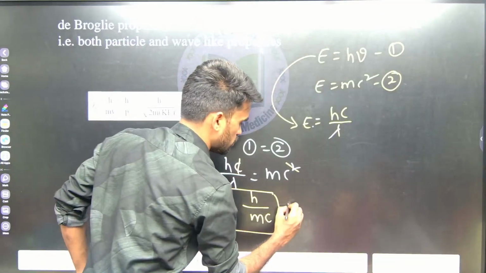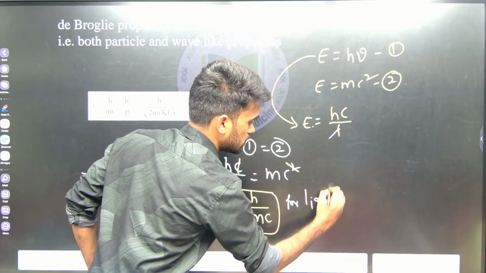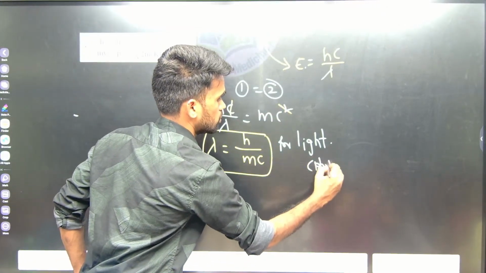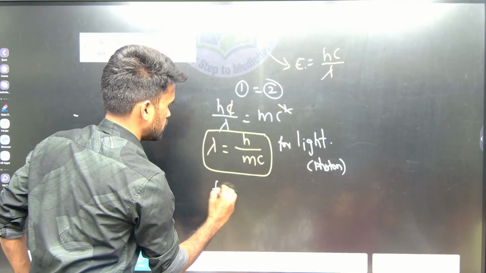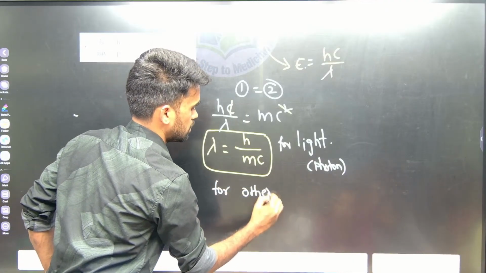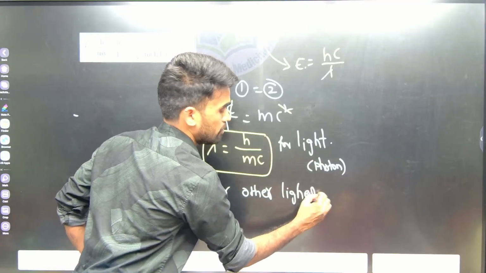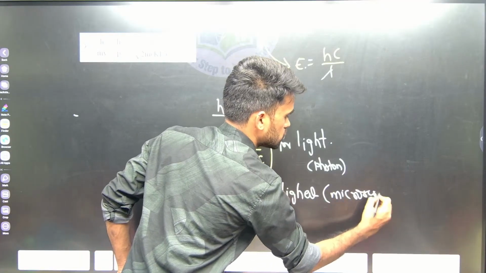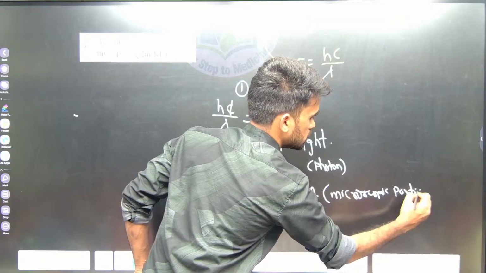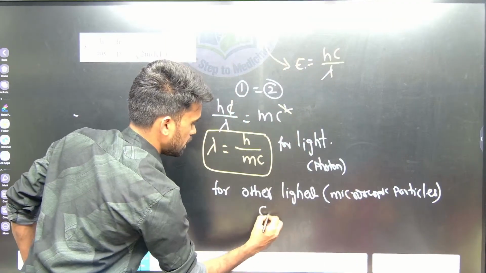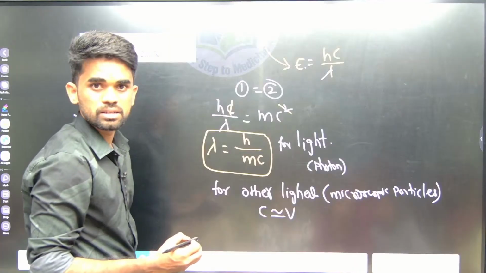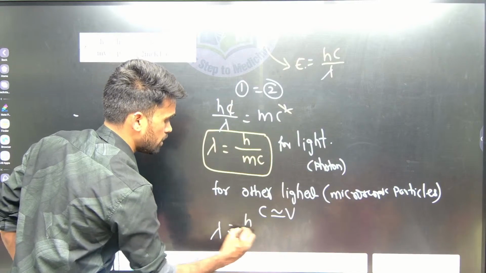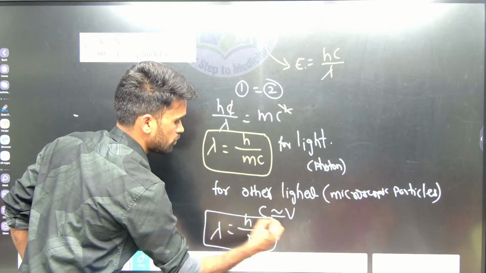This is for light, so in case of light or photon. For any other particle, for lighter particles, it means low weight microscopic particles, what we can say? c is equal to v. v means velocity or speed of that particle. So lambda becomes h by mv. This is your final formula.